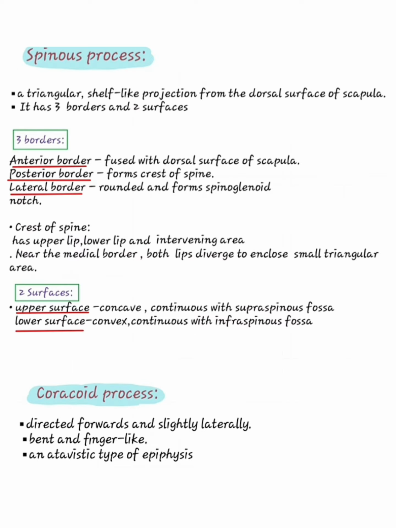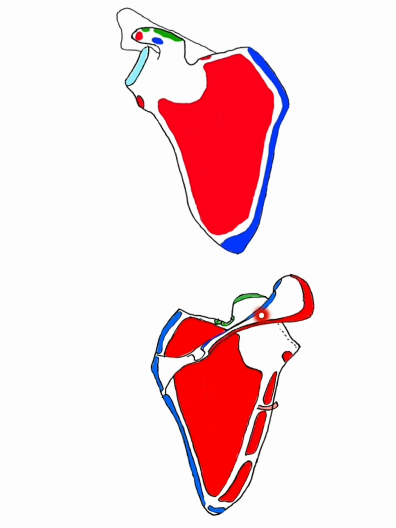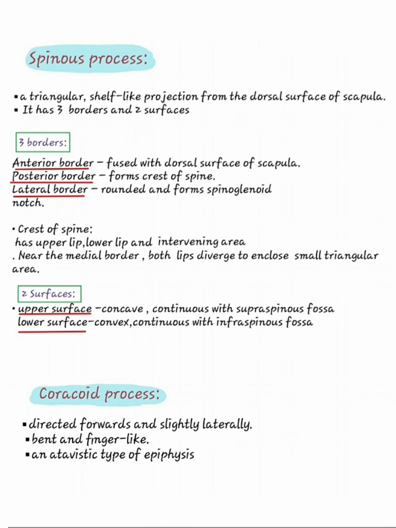Spinous process is a triangular shelf-like projection from the dorsal surface of the scapula. It has three borders and two surfaces. Three borders: anterior border, posterior border, lateral border.